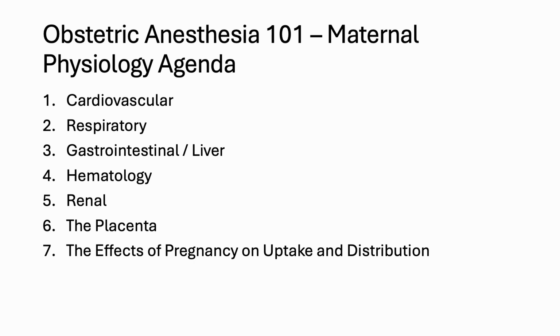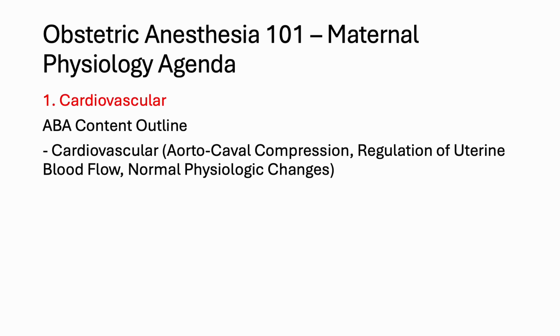And restructuring that to make it a little bit more easily understandable for my brain, because my brain doesn't work like the ABA's. We're going to start with the cardiovascular system, go into the respiratory system, GI, heme, renal, talk about the placenta, and then get into the effects of pregnancy on the uptake and distribution. So we move to cardiovascular first with a couple keywords that we want to focus on.